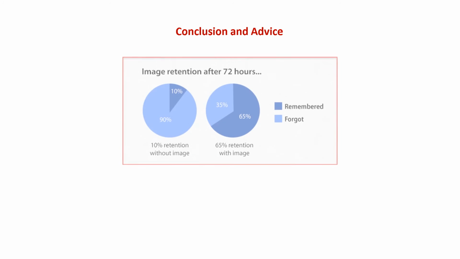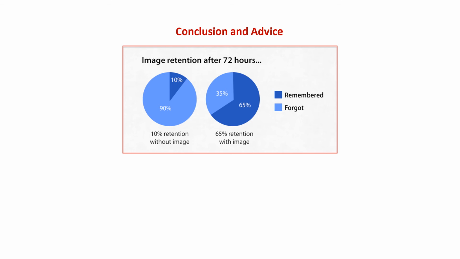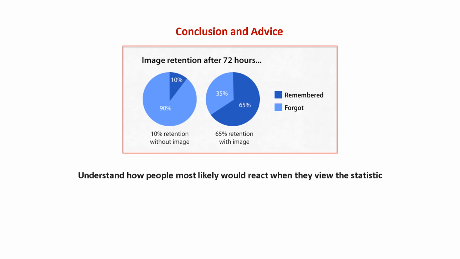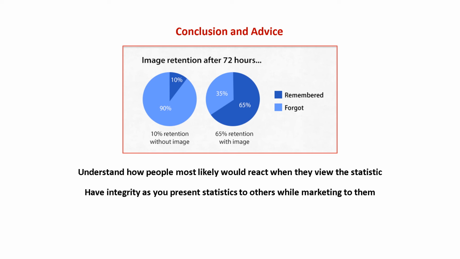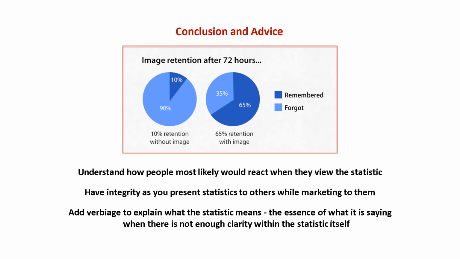To conclude, I would like to just hand out the following advice to those publishing statistics. If you are a marketer trying to drive home a thought or idea for others to grasp through a statistic, please, number one, understand how people most likely would react when they view your statistic. Two, have integrity as you present statistics to others while marketing to them. And three, add verbiage to explain what the statistic means, the essence of what it is saying, when there is not enough clarity within the statistic itself.